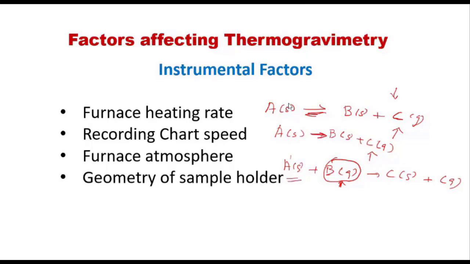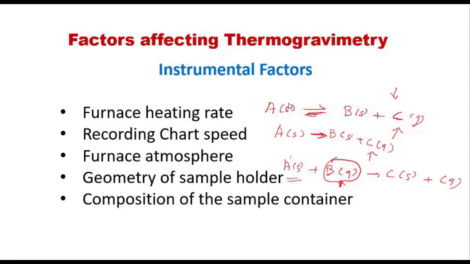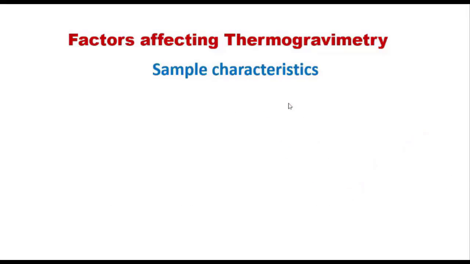Then geometry of the sample holder is also affecting. A flat plate as well as a deep crucible are usually used. A shallow dish is widely used because of rapid exchange of gaseous material. So depending upon the geometry also, the curve will be affected. Then you have composition of the sample container. Depending upon what sample container you are using, the curve will be affected. Now next is sample characteristics, depending upon the sample.